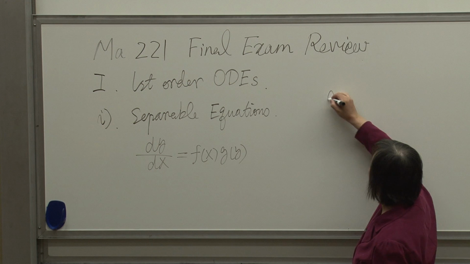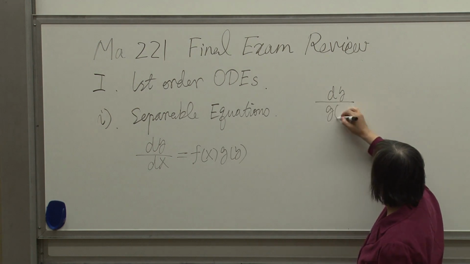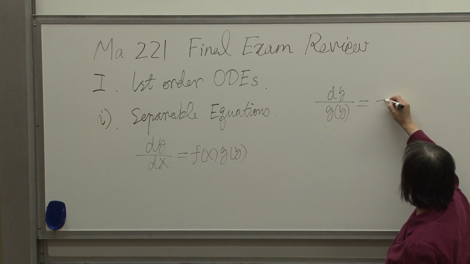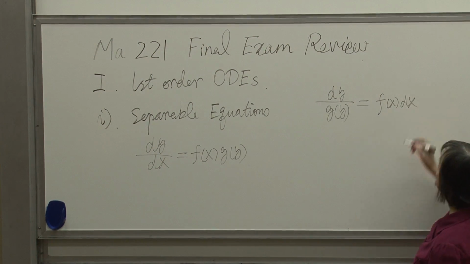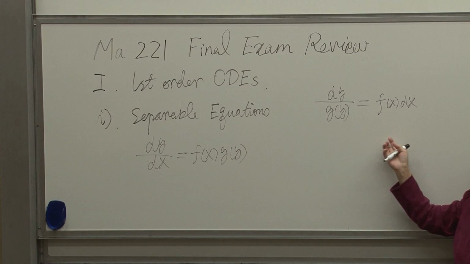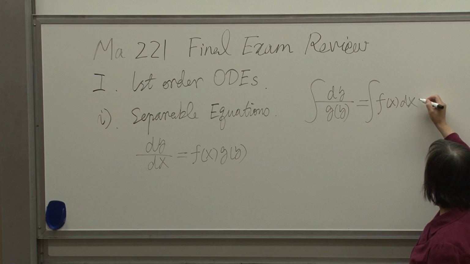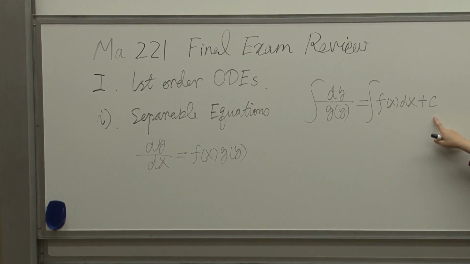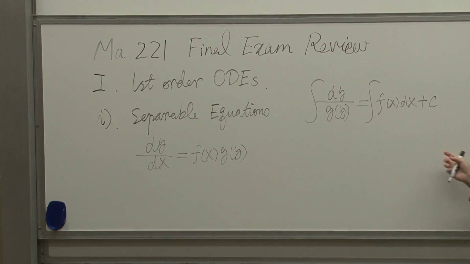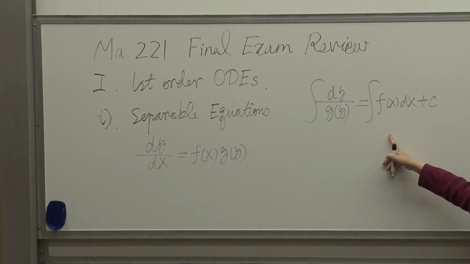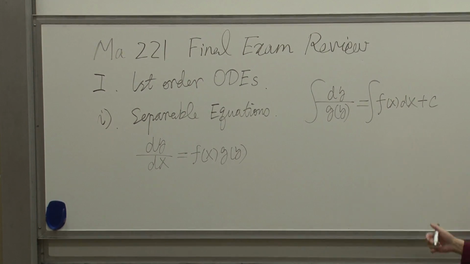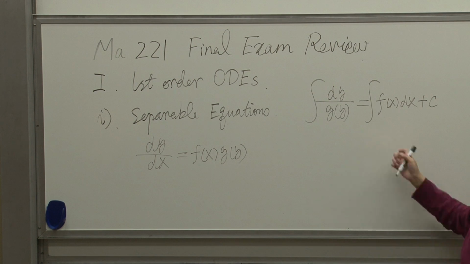In this case, we divide both sides by the function of y, multiply both sides by dx. So we separate x from y completely. And then we integrate on both sides, add the integral constant c to the right-hand side. This is an equation that determines y as a solution to the ODE. Sometimes it's an implicit solution, sometimes we can find an explicit solution.